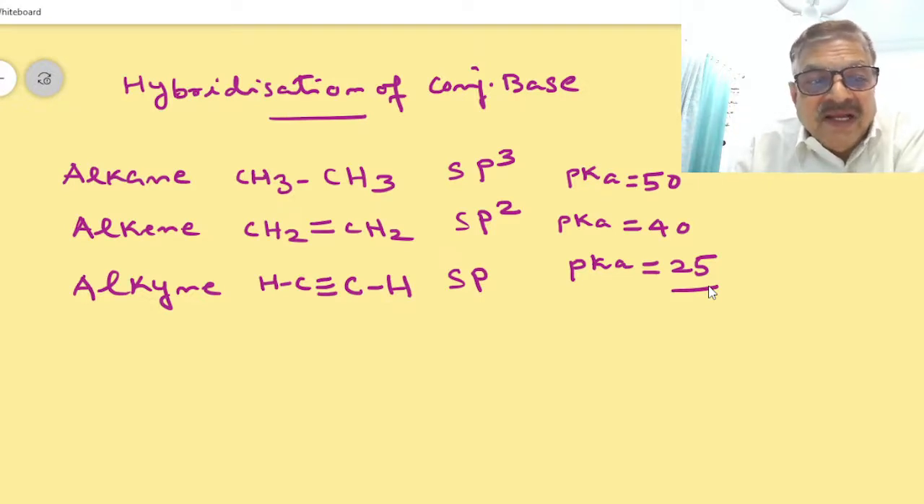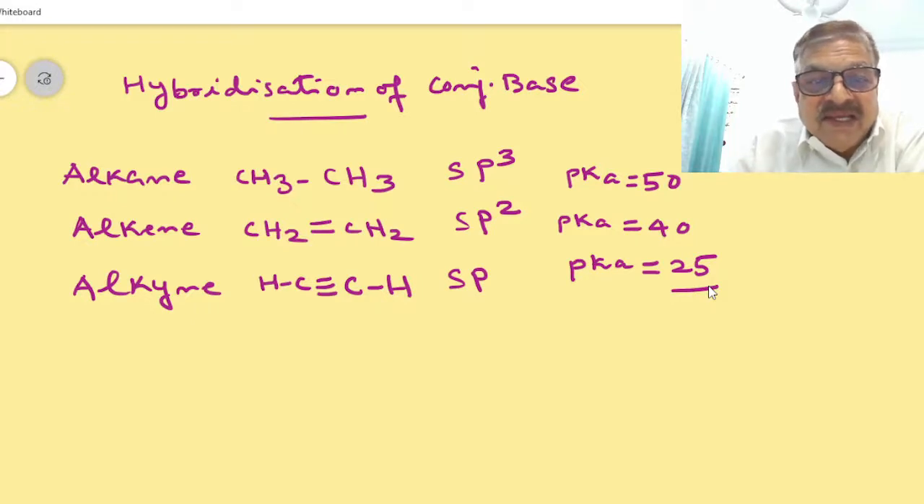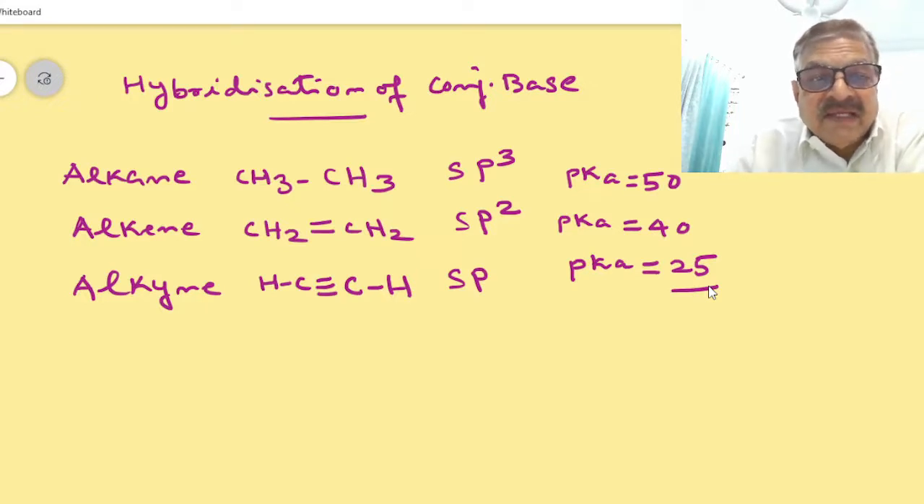Correct? Therefore, alkyne, or we can say acetylene, is a stronger acid compared to ethylene and ethane here. Acetylene is a stronger acid because the pKa is 25 and the pKa of ethylene is 40 and that of ethane is 50. Therefore, the lower the pKa value, the stronger the acid. Therefore, acetylene is a stronger acid in comparison with ethylene and ethane here.